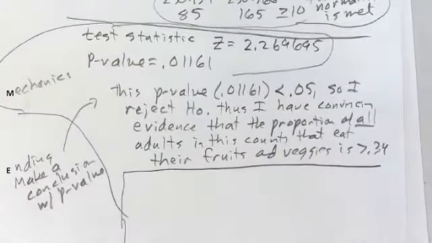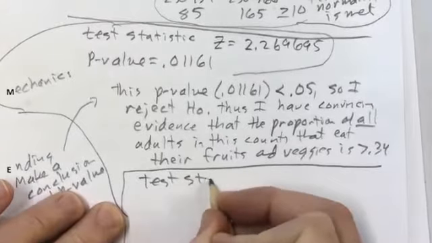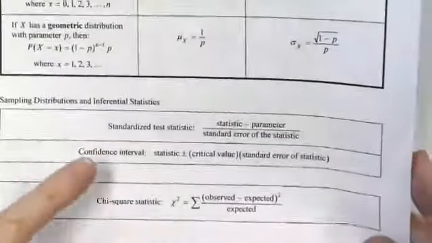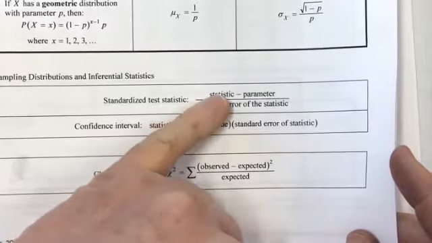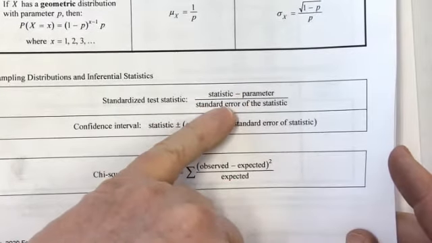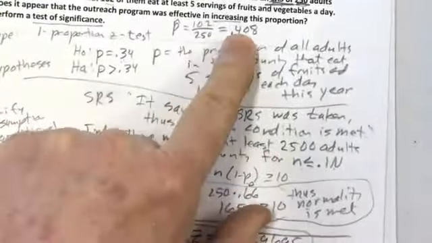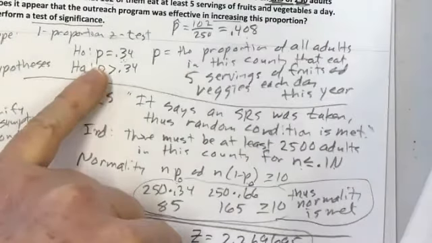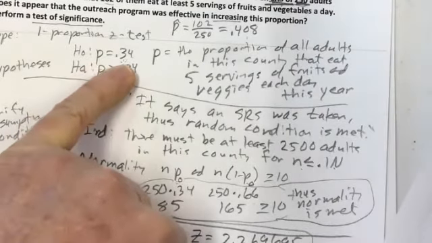Well, let me grab a formula sheet. So to find our test stat using a formula, Z is equal to, okay, so on your formula sheet, standardized test statistic, and that's what Z is. It is the statistic minus the parameter over the standard error of the statistic. Now, our statistic here is P hat, okay? Our parameter is P. We don't know what P is, but once again, we are doing this whole test sort of assuming the null is true, so we use the P naught of 0.34.